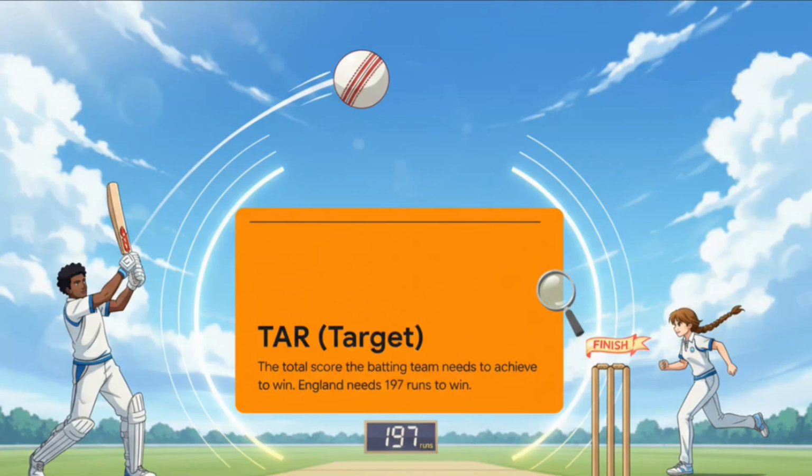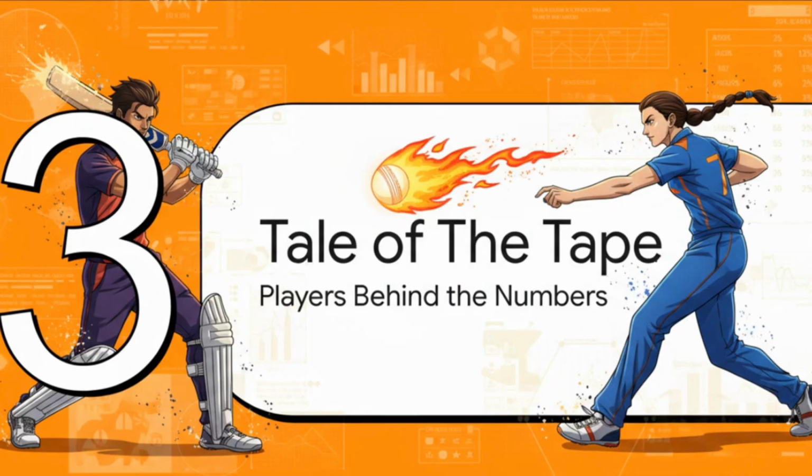And what is that finish line they're racing towards? That's the target, or TAR. So the West Indies batted before England, and they scored 196 runs. That means for England to win this whole thing, they have to get to 197. That's the magic number.